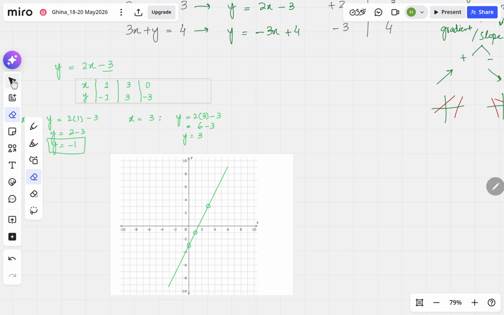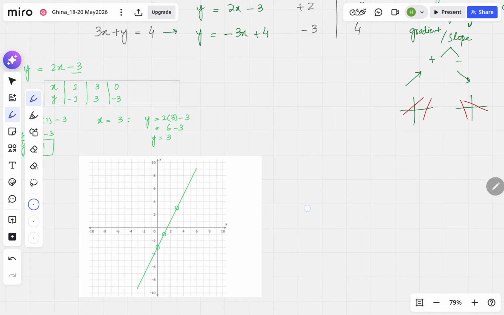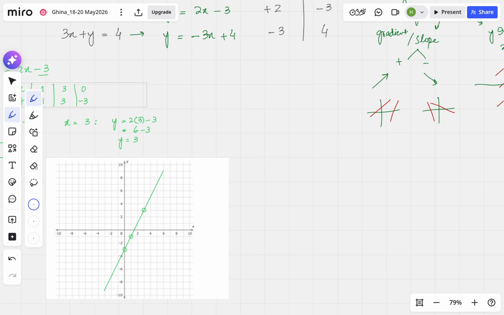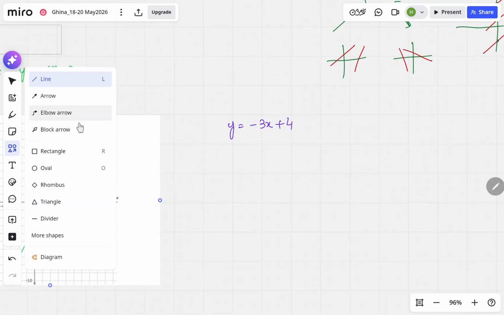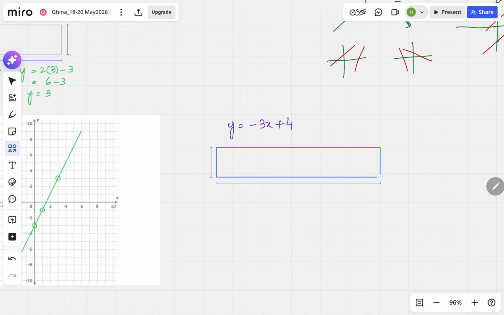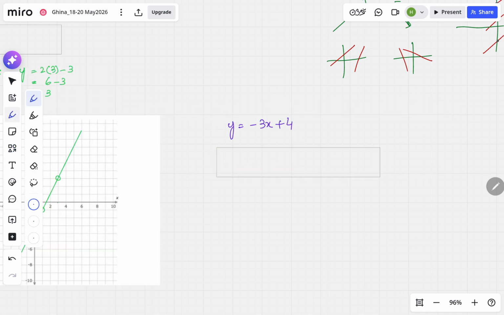Okay, for the other equation, we have the graph, and let's take the color of it as purple, for example. So I'm writing it here: y equals minus 3x plus 4. Okay, so this is our second equation. Make the table to get the values of x and y. So x is here, y is here.